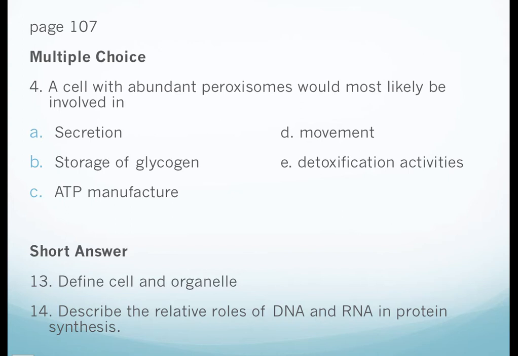And so as a review of the different organelles, a cell with abundant peroxisomes would most likely be involved in what? Well, what is that role of peroxisomes? Okay, so detoxification, converting all of those free radicals into hydrogen peroxide, so we have detoxification activities.